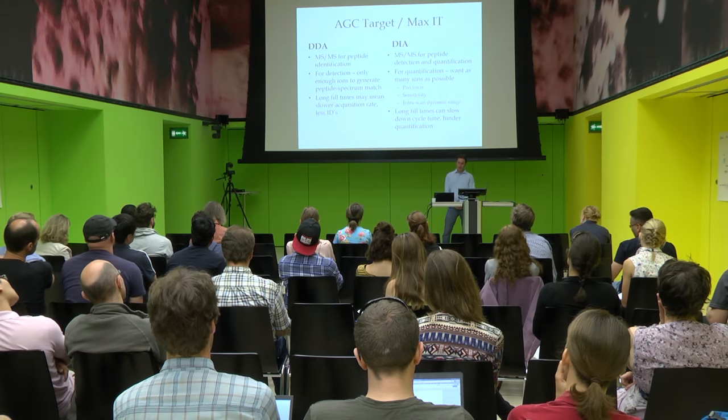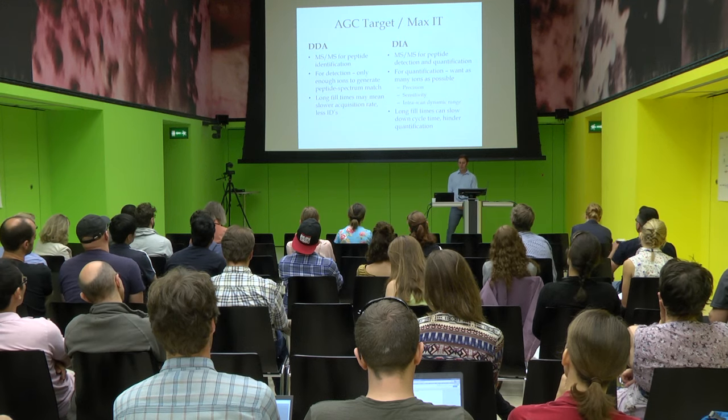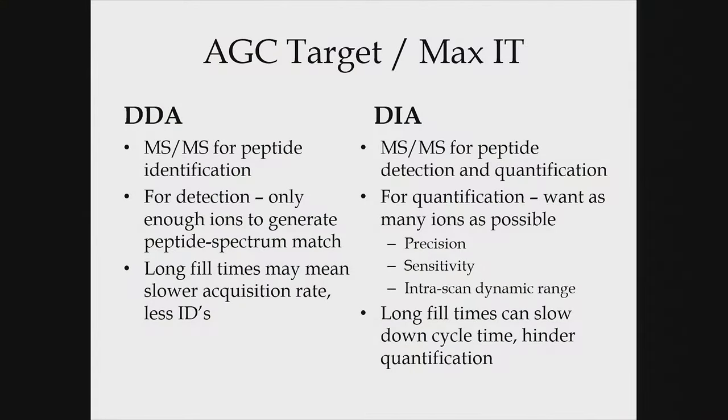So another thing to consider, another variable we're going to look into, is AGC target, or maximum injection time. So on these trapping instruments, when people are doing DDA, they're generally optimizing for something a little bit different than DIA. So for DDA, the MS2 scans are used just for identifying the peptide, and for the most part, they're not used for quantitation. I know with spectral counting people use the scans for quant, but I think we've mostly been focusing on using the MS1 filtering for quant.